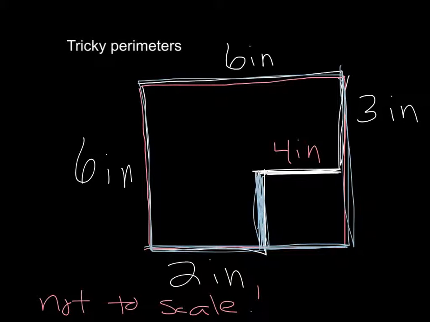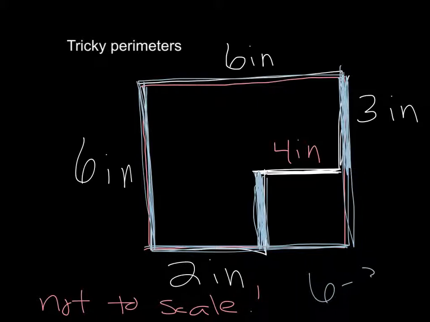This is still 3 inches. So if I know this part right here, what I'm highlighting with my finger over and over, is 3 inches. And I know the length of this side is 6 inches. What do you think this little piece right here is going to be? Well, 6 minus 3 is equal to 3. So this would be 3 inches.